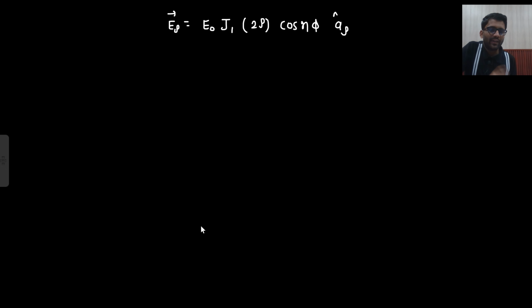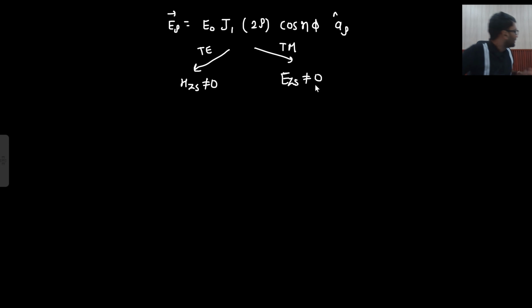Now I need to find the mode first. Two possibilities are there. It could be TE mode or it could be TM mode. If it is TE mode, that means the electric field is transverse, that means HZS is existing, and here EZS could be non-zero.